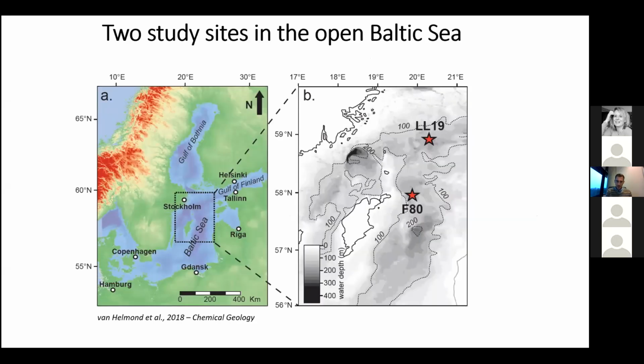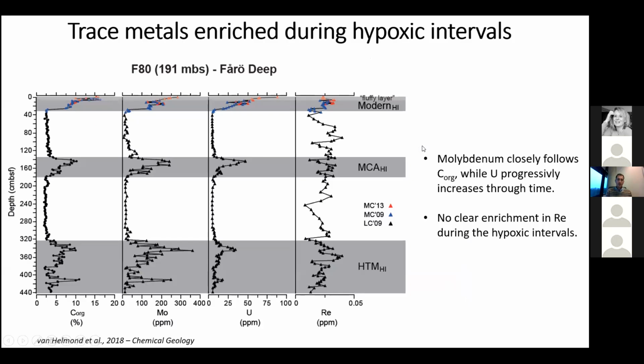So we set sail and we took course in the central Baltic Sea from two places. One here, the Faro Deep, and one here in the northern Gotland Basin. And we started to measure trace metals. So here's the records for the Faro Deep. And what we see here is very nicely these organic rich intervals corresponding with the hypoxic events. And we also see clear enrichments of the trace metals.